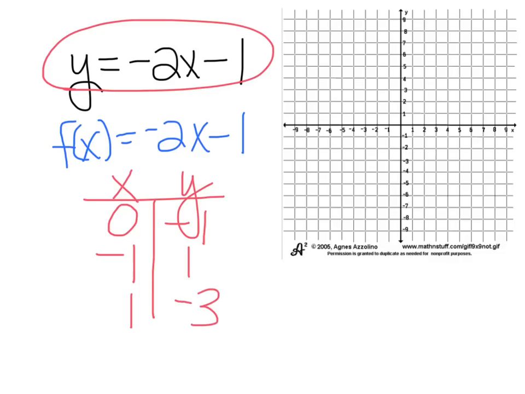Okay, all of those are our ordered pairs, so we could graph those. At 0, we get -1. At -1, we get 1. And at 1, we get -3. You will see that those are linear. They fall in a line. Okay, if they fall in a line, that means that they are linear.